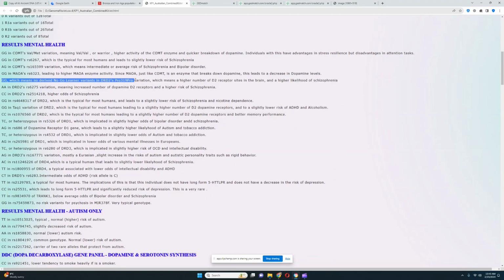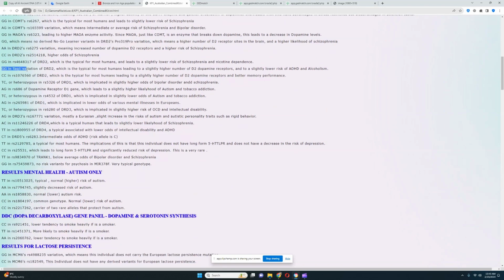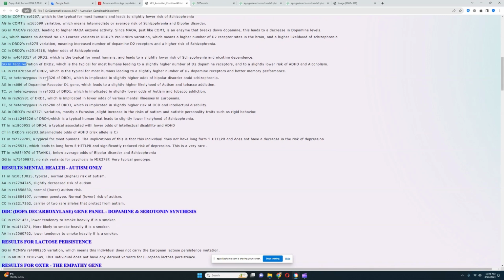It looks like he does not have any derived no-go learner variants in DRD2's pro variation, so slightly higher number of dopamine D2 receptor sites in the brain. He also does not have the A1 allele in the TaqIA variation of DRD2, which is really good to see. So he does not have a decreased number of dopamine D2 receptor sites in the brain. Really good to see. Normal risk score for stuff like ADHD and alcoholism.